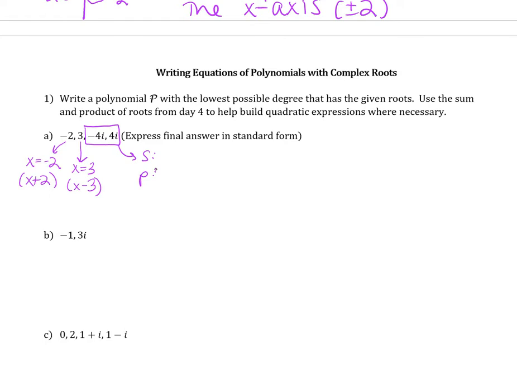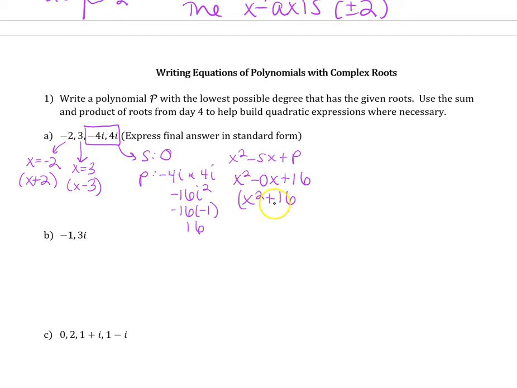So if I were to add negative 4i and 4i together, they would cancel each other out and go to 0. Now if I do negative 4i times positive 4i, I would get negative 16i squared. As we know, i squared is negative 1, so the product is actually 16. Yesterday we said we could write a quadratic by doing x squared minus the sum times x plus the product. So this is specifically a quadratic with a leading coefficient of 1. So I'll just fill in the sum and the product, which I can simplify to x squared plus 16.